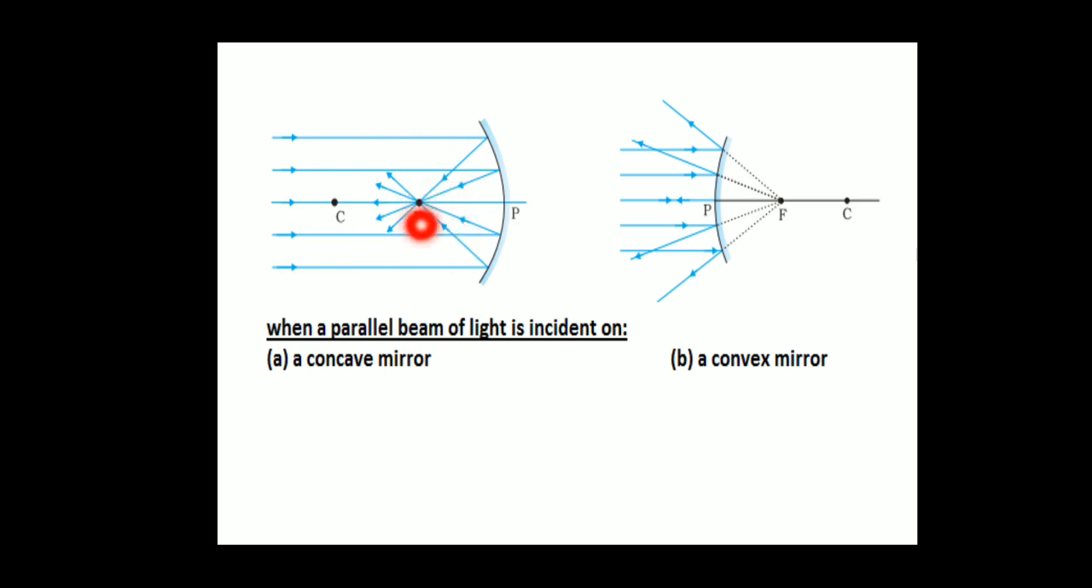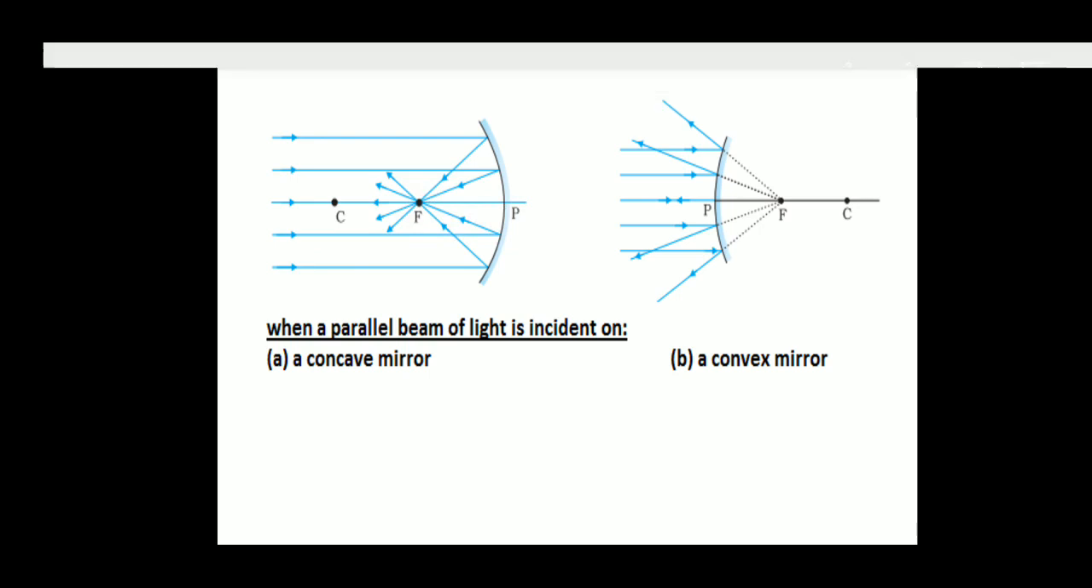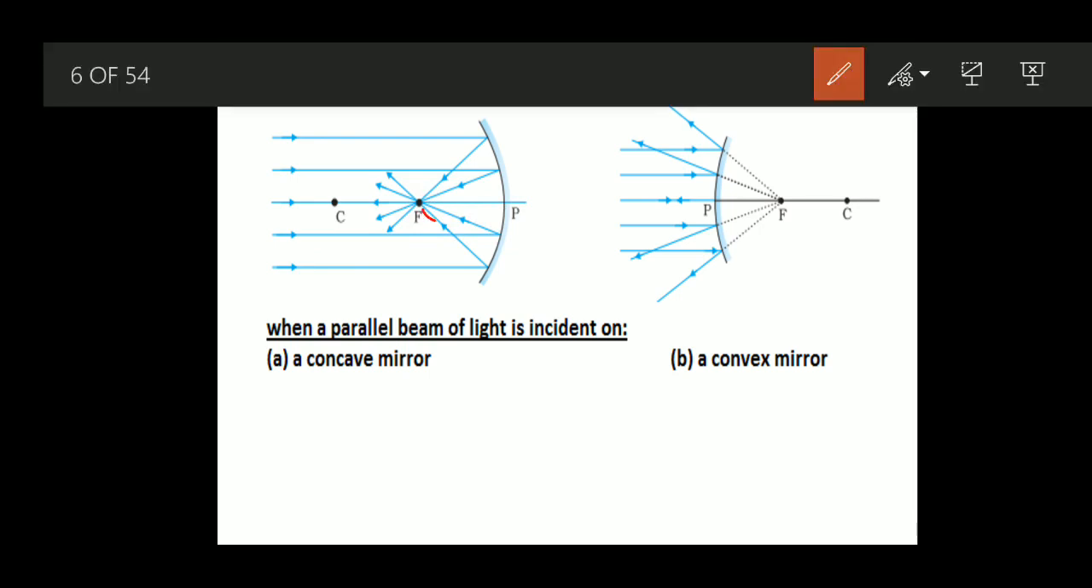And the distance between the focus and the pole is called the focal length. Suppose I take it, what is the focal length? This distance, P to F, is called the focal length.